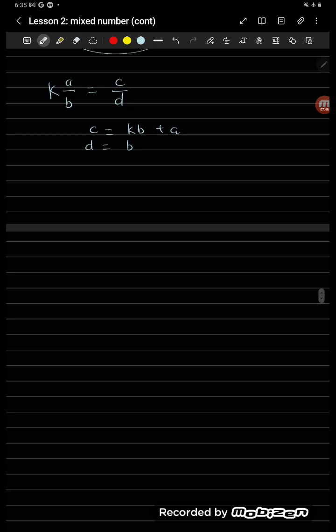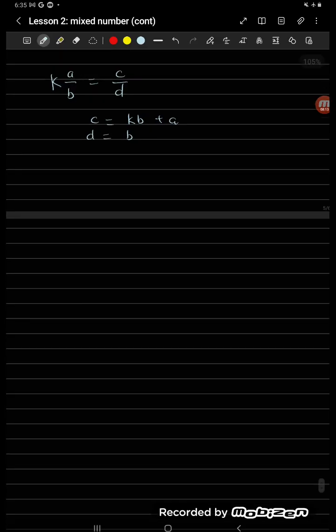Why is it like that? It is just the backward of the division you did before. When you convert from a fraction into a mixed number, you do a division. When you convert backward from a mixed number to a fraction, you do multiplication. That's it. Let's take an example.